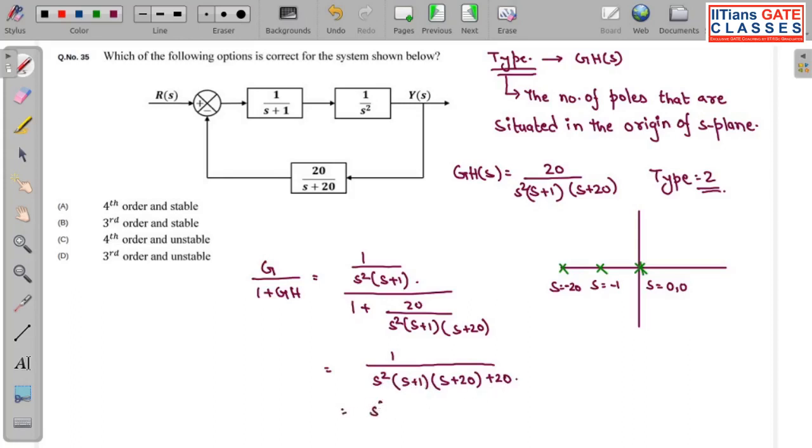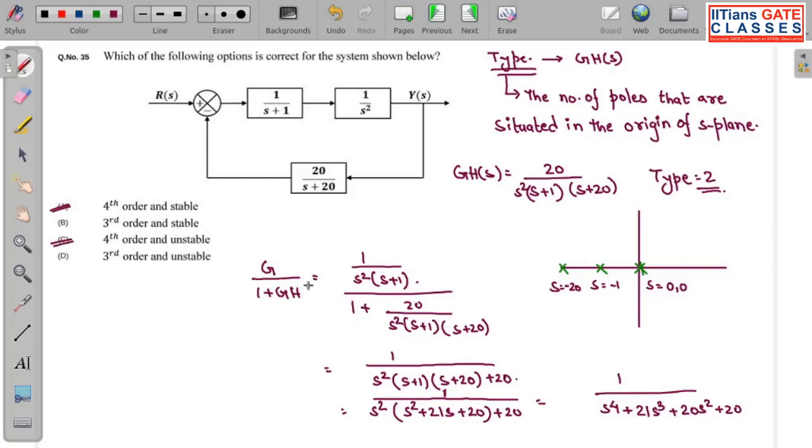It will be S square plus 21S plus 20 plus 20. If I expand this, I can see this will be multiplied by 1 by s to the power 4 plus 21 s cube plus 20 s square plus 20. So, fourth order. So we have option A and option C.